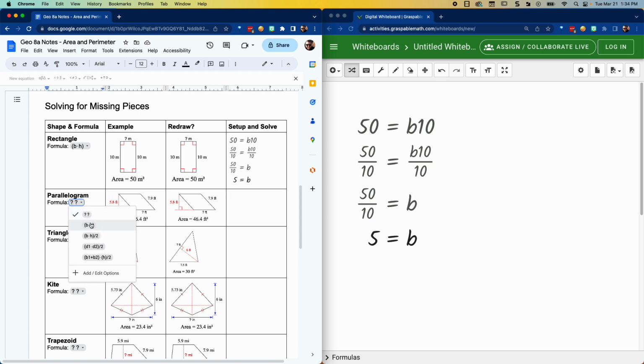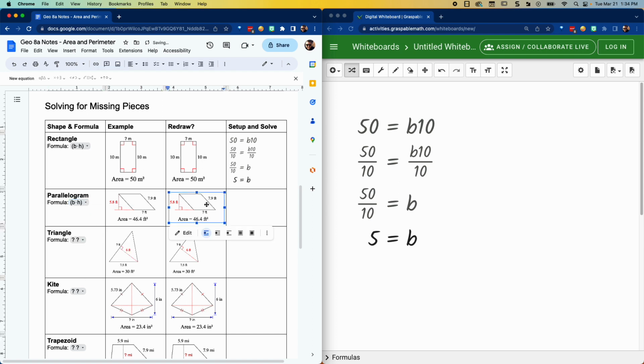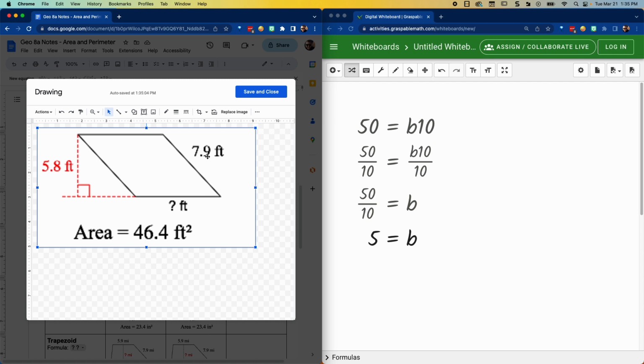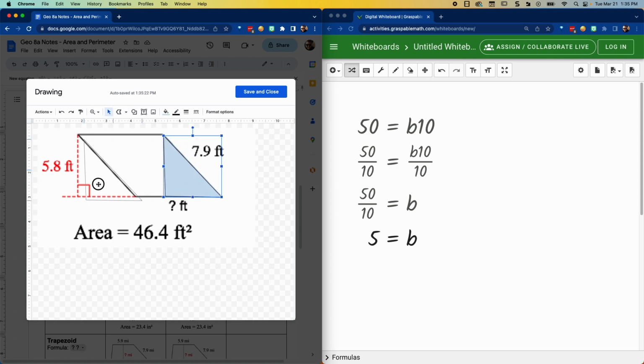On this next one we have a parallelogram, which again is base times height. I'm going to do some redrawing just to help understand the picture a little bit better. I'll make this bigger for myself. I will also do the polyline tool like we did before. I see a 5.8 and a 7.9 here. And if I try to cut off this triangle on that side, and then I can move it over here, it would fill in that space.